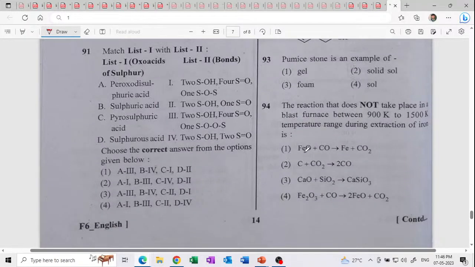That's a peroxodisulfuric acid. This is the question from the elements of group 16. And this is pyro. Pyro stands for what? Pyro stands for the S-O-S linkage, and peroxo stands for S-O-O-H. I think this is very easy.